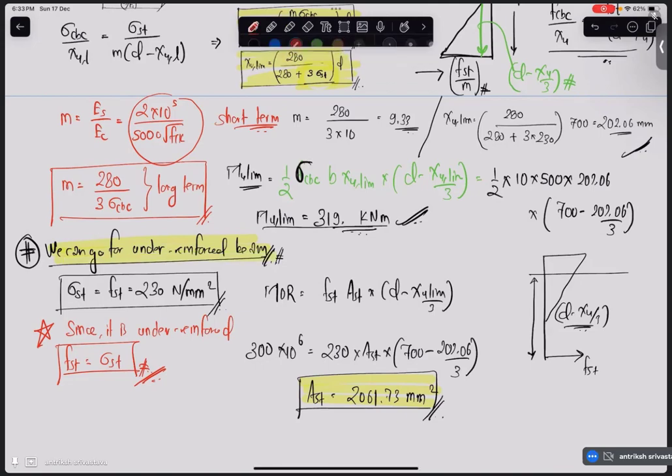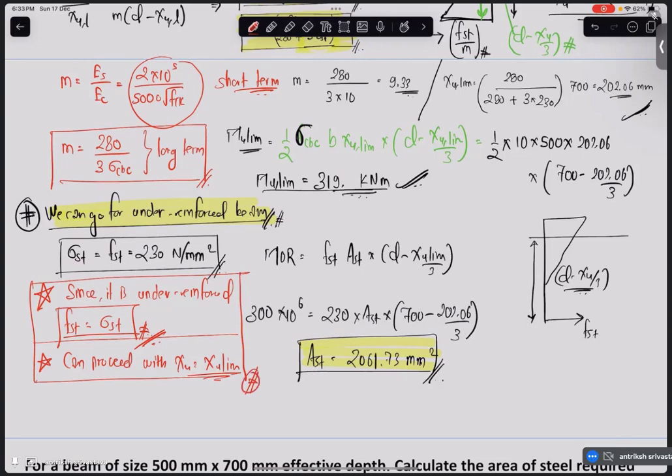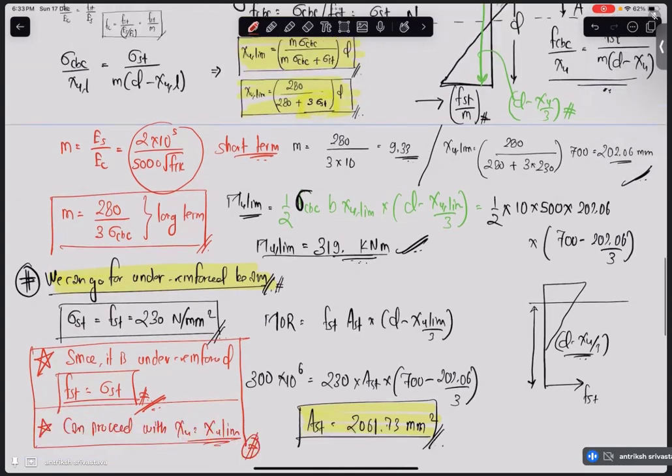One more note. We can proceed with x equal to x limiting. Right. So what I want to say to you now is that since it was under reinforced beam, you could directly use your XU limiting. You didn't have to calculate anything else. You could directly use your XU limiting to calculate your area of steel.